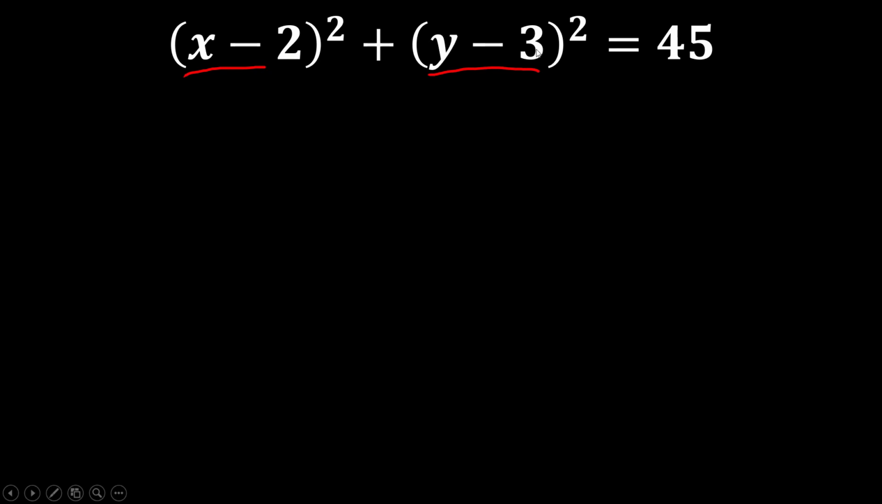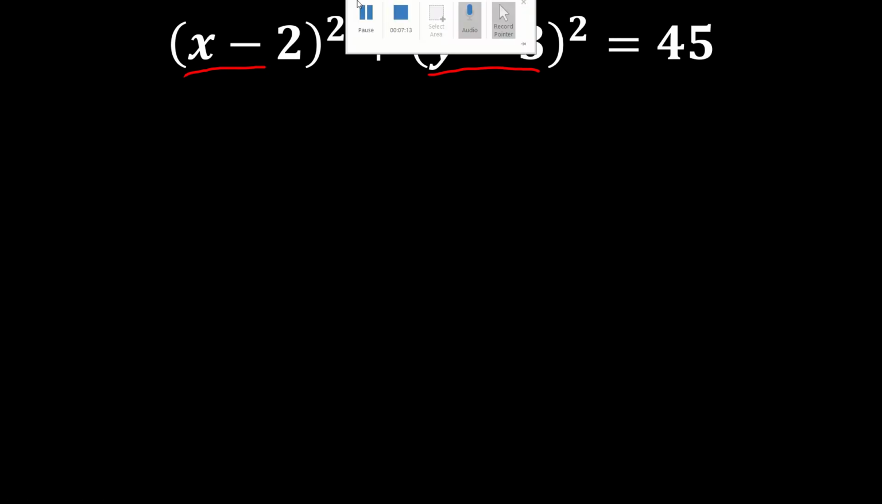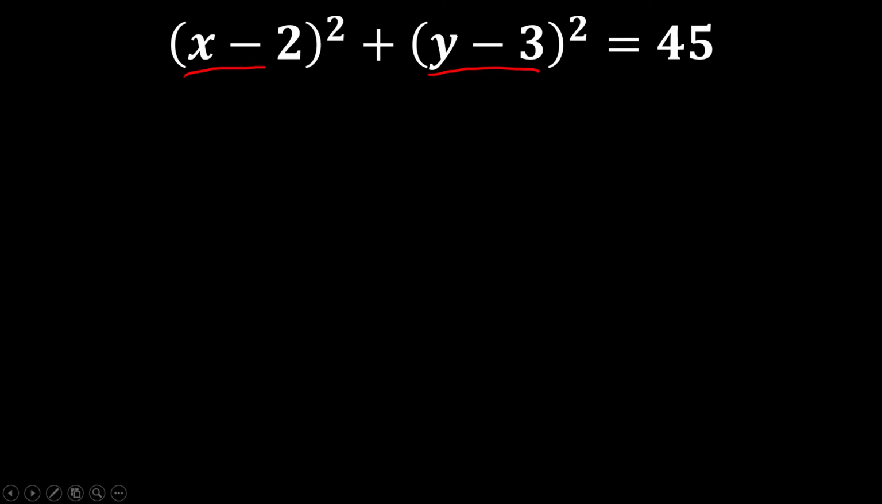Pero pag kayo ang nagsosolve, depende na po sa inyo if you will use yung FOIL method or yung special products on both binomials po ng ating equation ng circle. So again po, gamitin po natin ay yung special products for the first part of the equation. So x minus 2 squared.